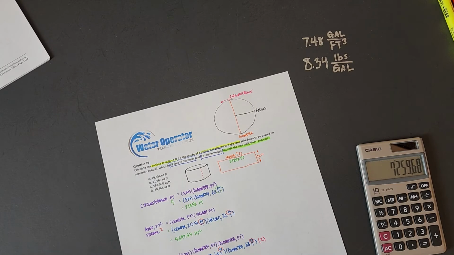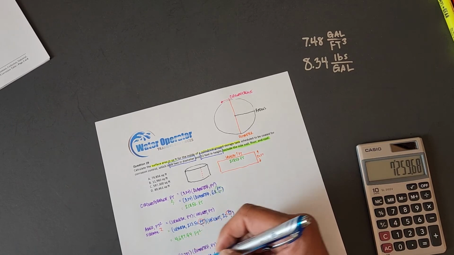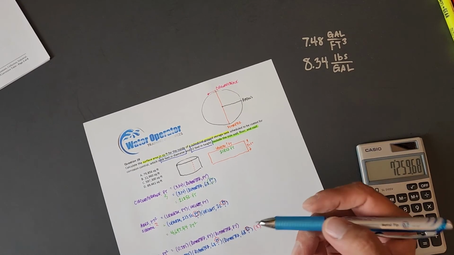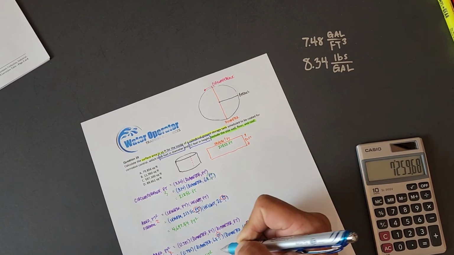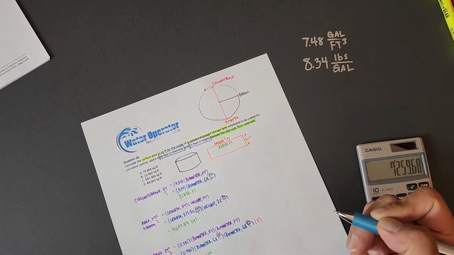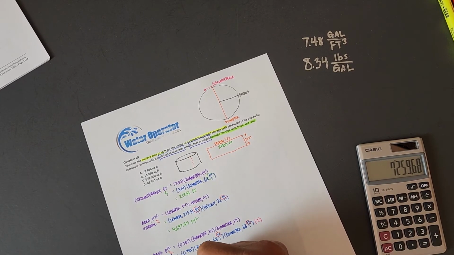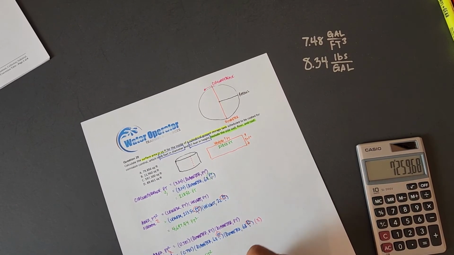Now, let's add this together. We have the sidewall. We have the roof and floor. Let's add them together. Sidewall equals 4,697.44 square feet. We have roof and floor equals 7,259.68 square feet.